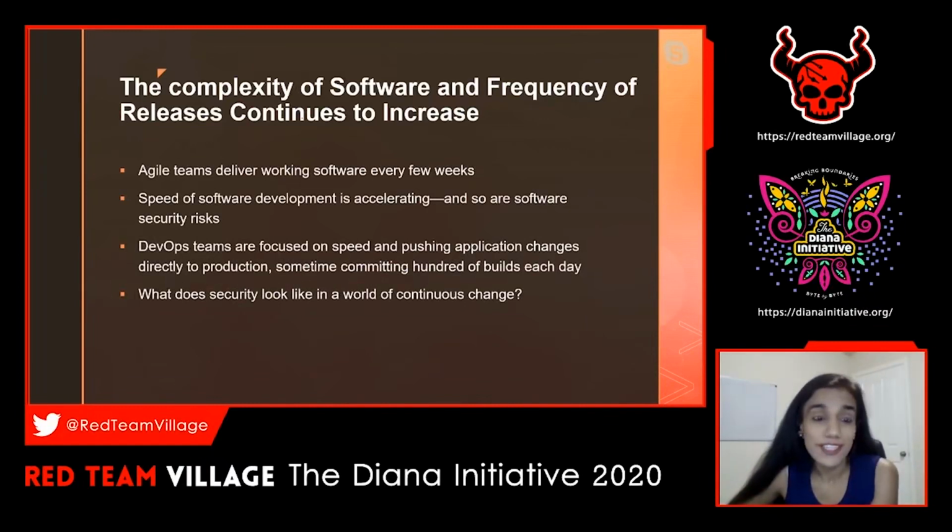But the main question is, where is security in all of this? What does security look like in the world of continuous change? And how can security teams possibly keep up with all these changes? We do have some gating controls in place. We have security testing. We have DAST, which is my bread and butter. We have penetration testing. But are these all sufficient?